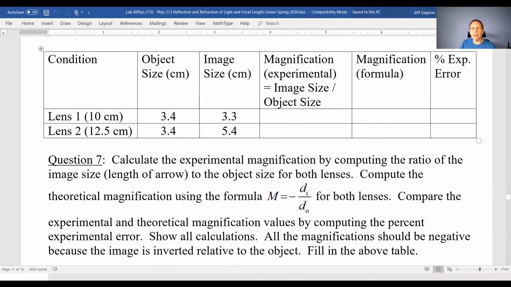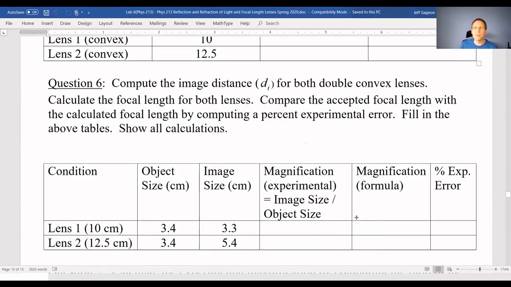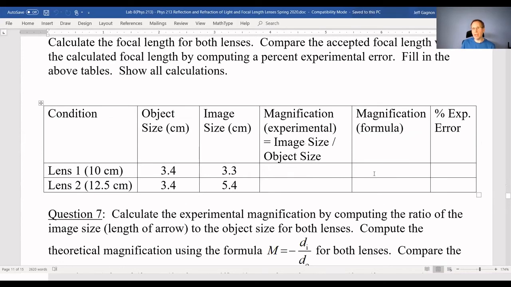So I want you to calculate magnification two different ways. Calculate it by the definition. It's just going to be the image size divided by the object size. So you'll get those two values. And by the way, you want to put a negative there because the image was inverted in both cases. And then calculate it using the formula. Remember that formula came from basically similar triangles from geometry. So it's just negative di divided by do, and you have the di and do values from the table up here. And they should be pretty close. Actually, in this case, the negative is built into the formula.